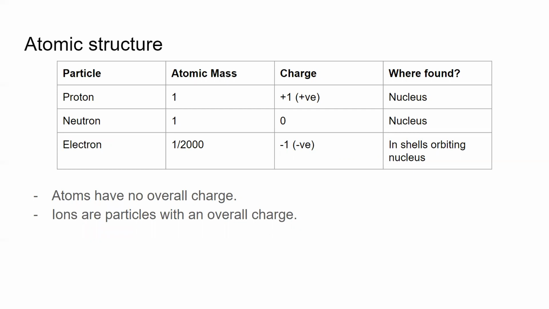As atoms have the same number of protons as electrons, they have no overall charge. The positive charge from the protons is counteracted by the negative charge of the electrons, so they are effectively neutral. Whereas ions have either a greater number of protons or electrons than each other, so they have an overall charge, which will either be positive or negative.